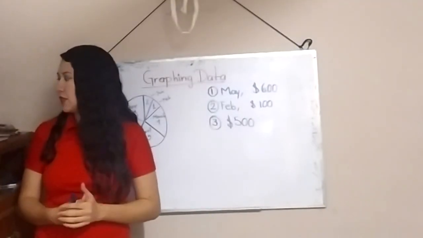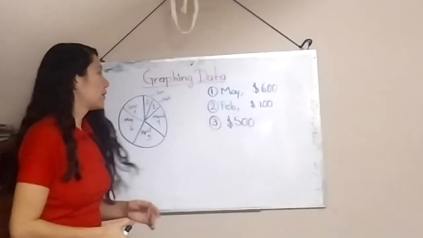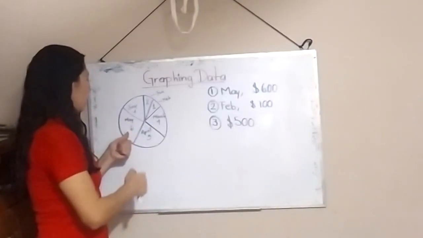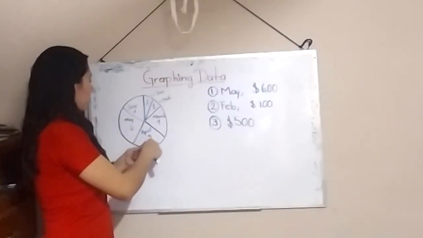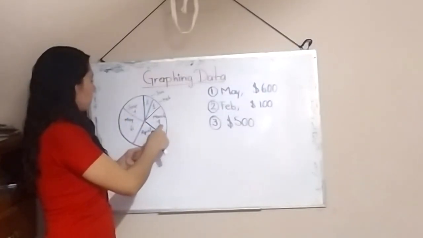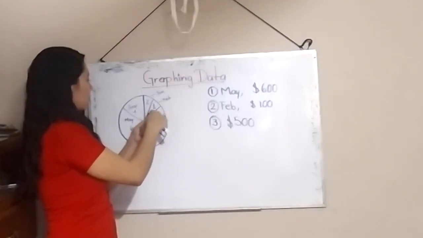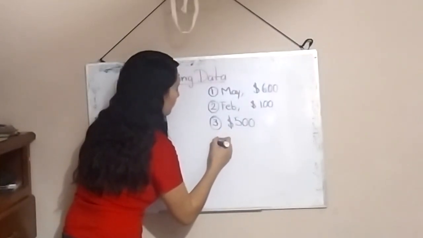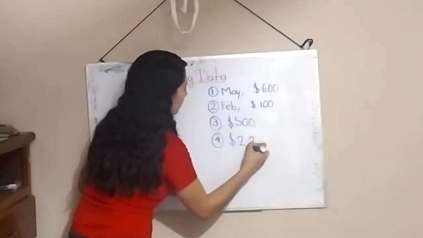Question number 4 is asking, how much did Jeremy raise for his mission trip? We have 600 in May, 400 in June, we have 1,000, 1,500, 1,900, 2,000, 2,400. So number 4 is $2,200.